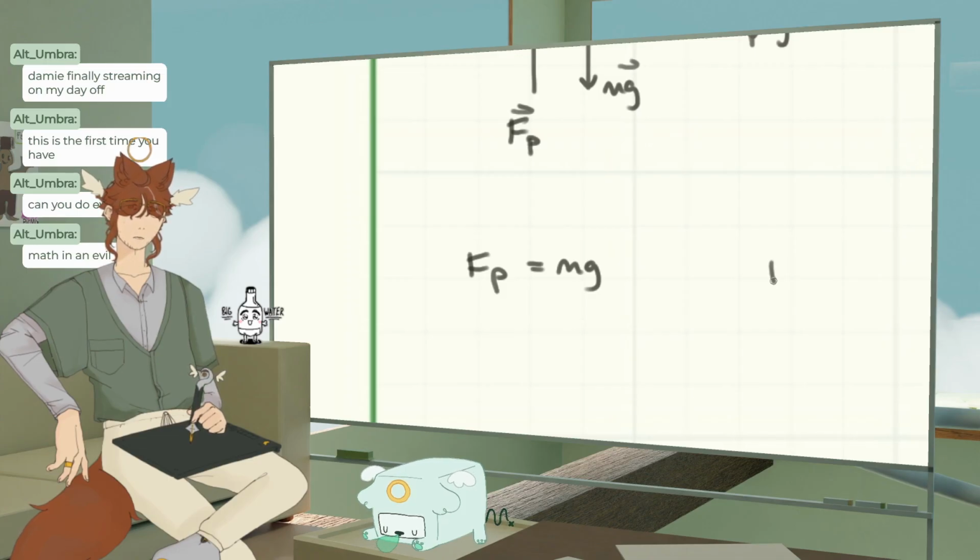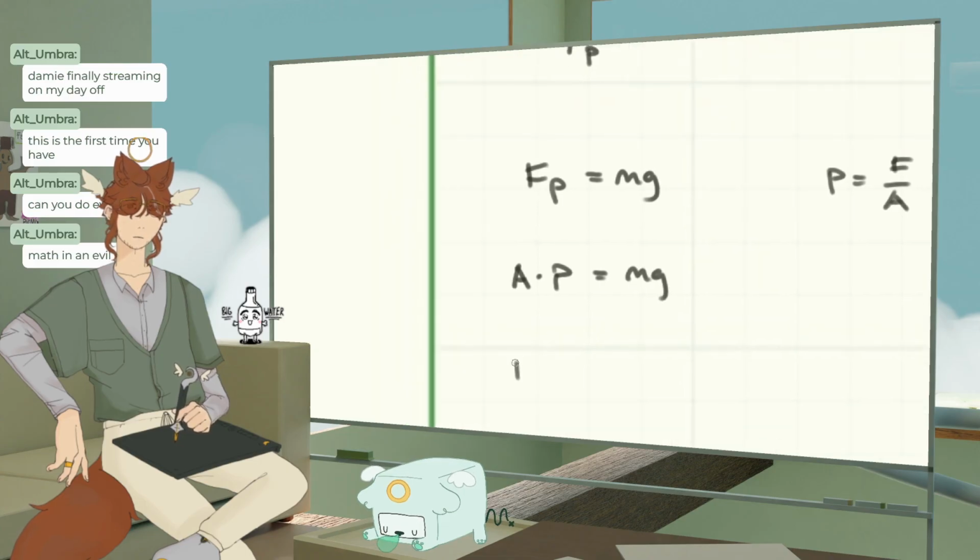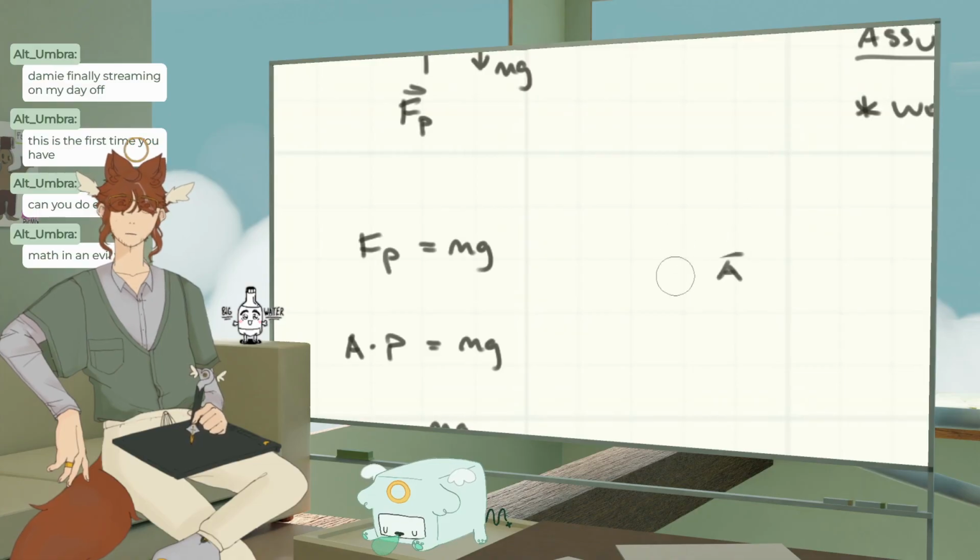No, don't cut the whole layer. Pressure equals force over area. So if we want to do that, we're going to multiply the area times the pressure equals mg. So the pressure is going to be mg over A. Very straightforward.